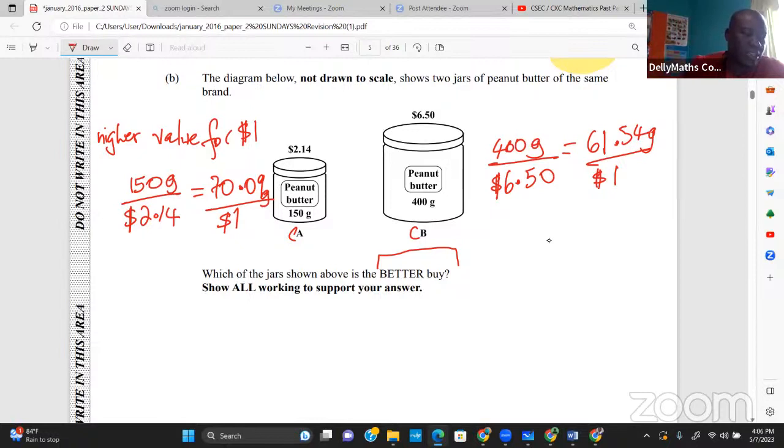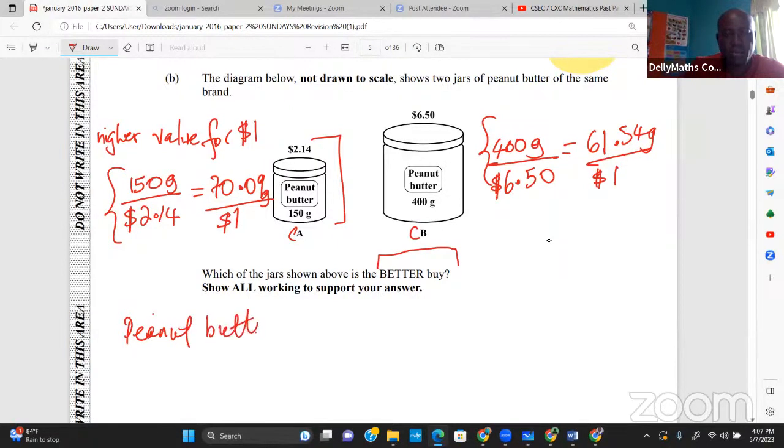What would you suggest? Based on what you're looking at, the better buy will be A, the smaller can. So when they said show all working, it's you putting up this, putting up that. And at the end of the day, we could say that the peanut butter, 150 gram, is the better buy. You have to work it.